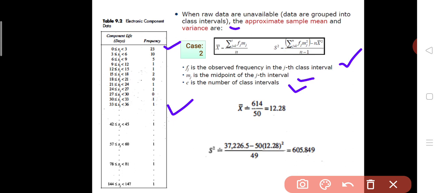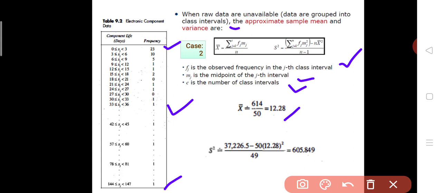So the midpoint of this jth interval, that is 0 plus 3 divided by 2. So how much do we get? That is 1.5. That 1.5 is multiplied with the frequency, plus we consider the second class interval and its midpoint, multiplied with the second class interval frequency, and so on. For all the values we will calculate this, and the entire value is divided by the total number of the sample size.